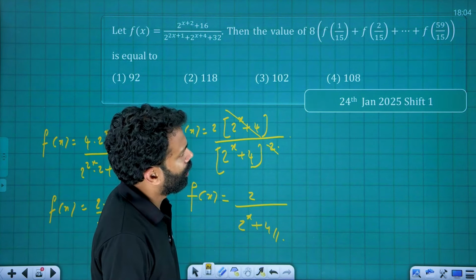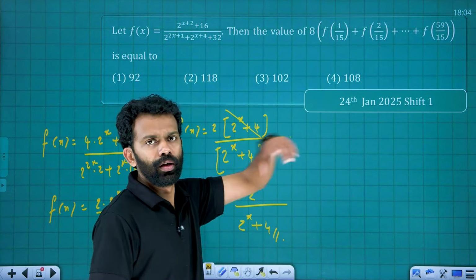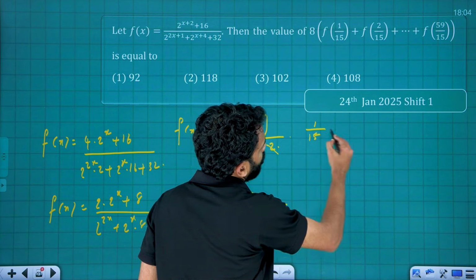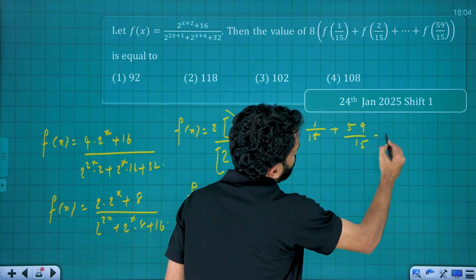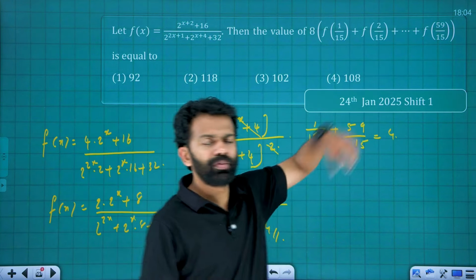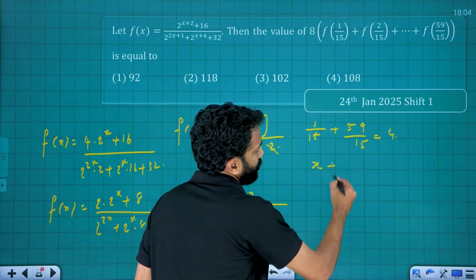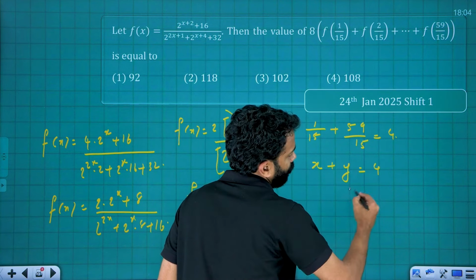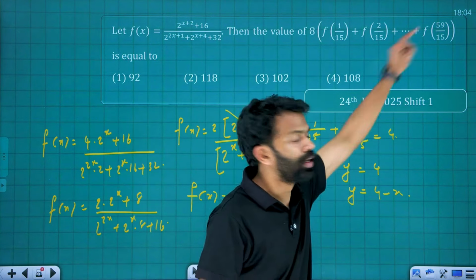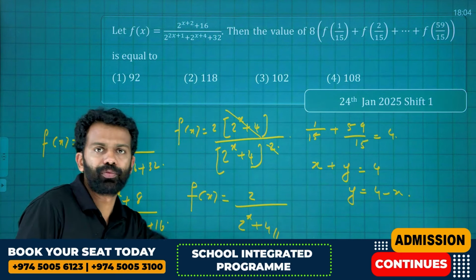So, unlike the previous question, in the previous question, if you add the numbers from here and here as well, you will get a value 1. But I think that's not the case here. If you add 1 by 15 plus 59 by 15, that is equal to 4, right? And again, 2 by 15 plus 58 by 15, that is 60 by 15, that is also 4. Therefore, in here it is like x plus y is equal to 4. Therefore, y is equal to 4 minus x. So, if it is x, it should be 4 minus x. That is the general expression. So, we need to formulate what is f of x plus f of 4 minus x.